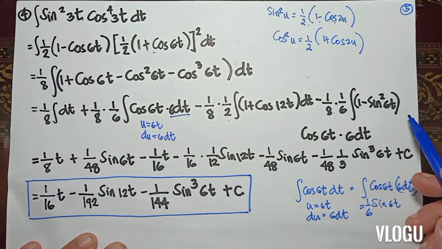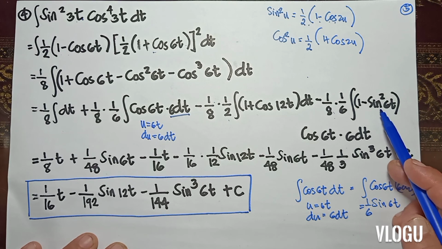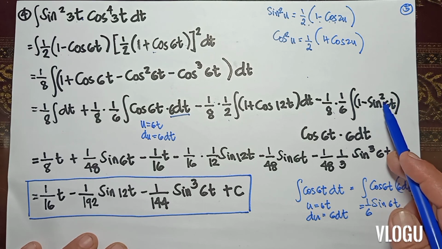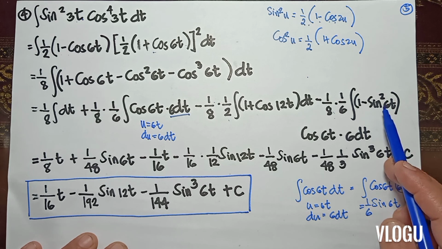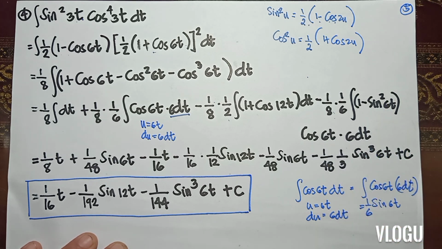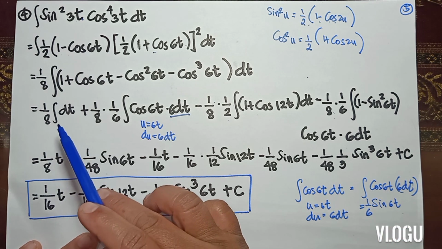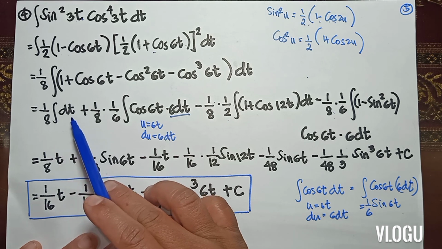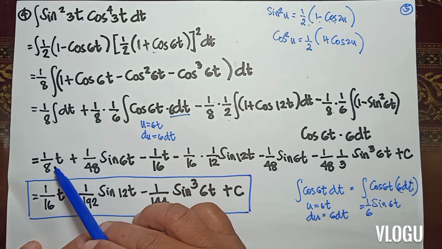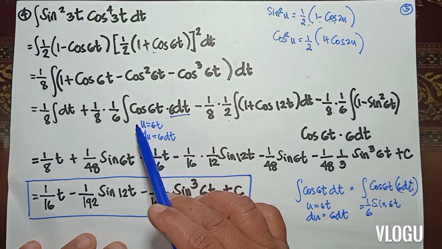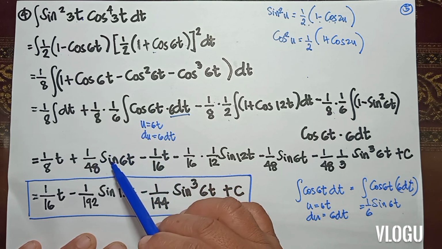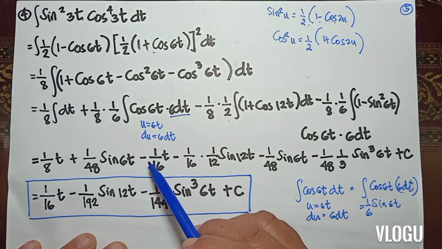Then the integral of sine squared 6t, that is two functions, sine squared and cosine 6t. So two trigonometric functions, that is u to the n. So therefore you will have the integral of 1/8 dt, so 1 over 8t. This the integral of cosine 6t, that is complete form, 1 over 48 sine 6t.